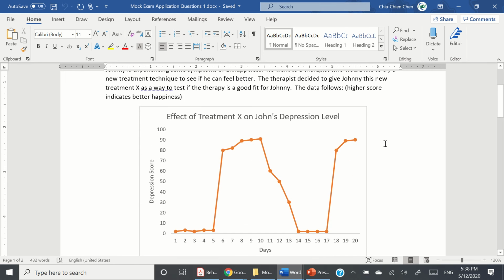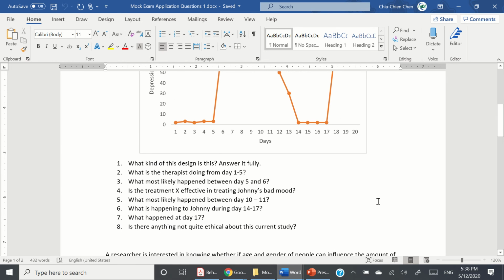That's the first part. And the second part that's not quite ethical is what? Look how many days the therapist allowed Johnny to stay in this horrible mood. Day 14, day 15, day 16, four days straight. What happens if Johnny commits suicide during that time? Who is going to be responsible for that? So that is another part that is not quite ethical on the therapist's part. That is the second part that is not quite ethical with this study.